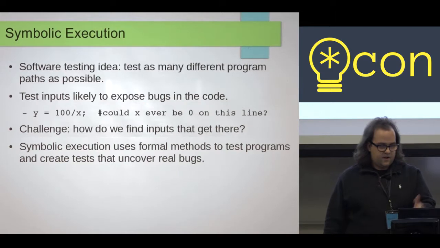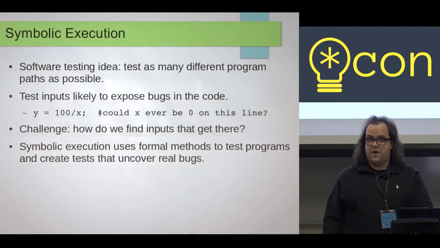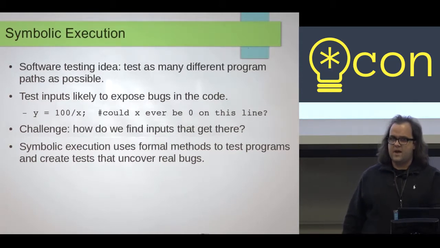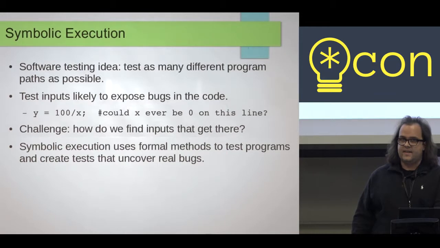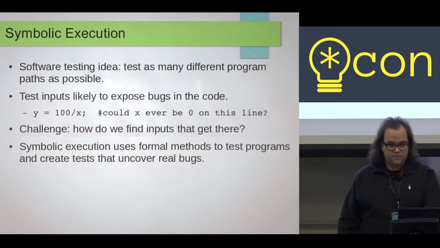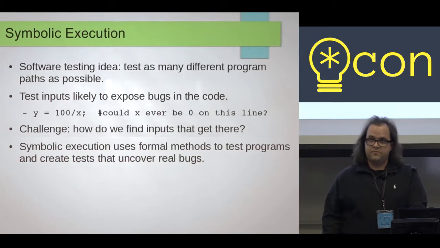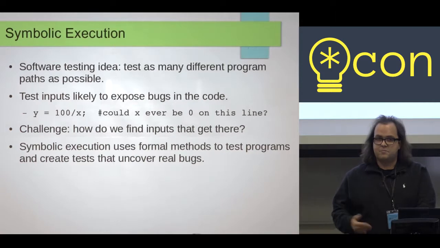So suppose we see a line like y equals 100 over x. Well, could x ever be 0 on that line? Could that line ever actually be reached? What if x depends on other conditions somewhere else in the program, and the value of x might be reached through a very roundabout way? How do we write a test case that could expose this bug? The challenge is to find the inputs that actually make x have the value of 0. And so symbolic execution uses formal methods to test programs and create tests that uncover real bugs like this one. It's a way to explore different paths in the program in a very regimented and logical way.